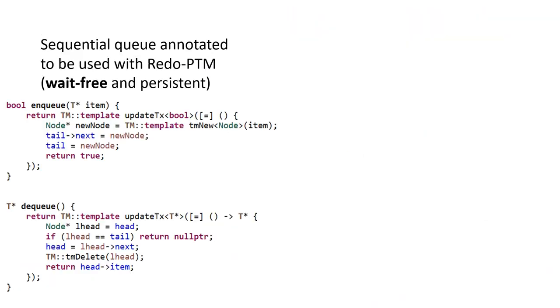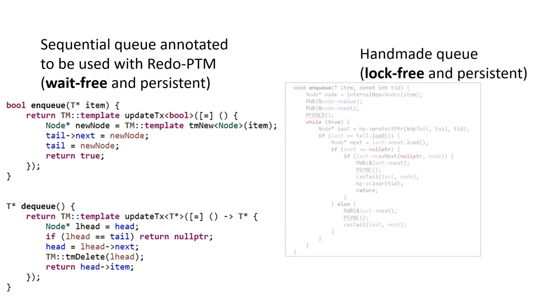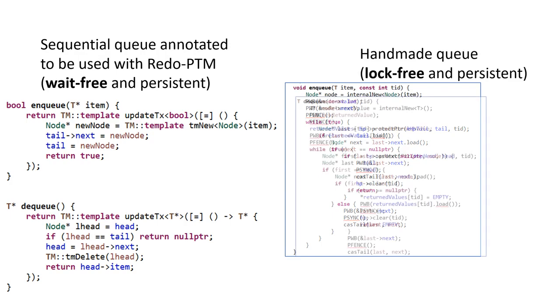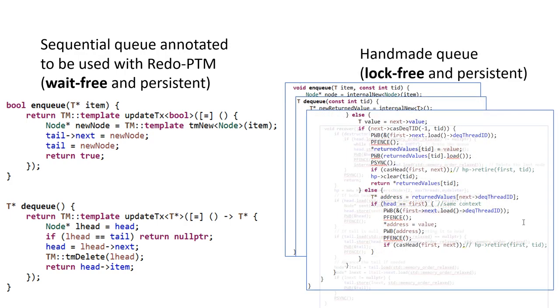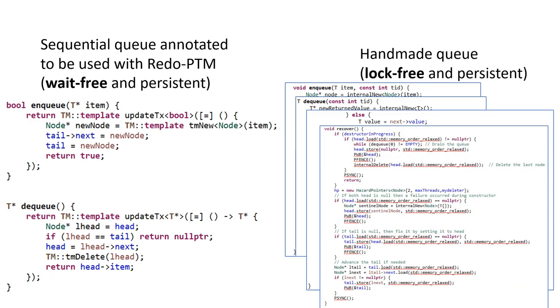Making a wait-free and persistent queue is relatively simple with redo PTM. You write sequential code, you call our allocator and deallocator, and you wrap everything in lambdas that you pass to the PTM. Making a lock-free and persistent queue by hand is a bit more difficult. Here is the enqueue, the dequeue, the rest of the dequeue, and the recovery method. And in the end, redo PTM is faster than the handmade lock-free persistent queues.